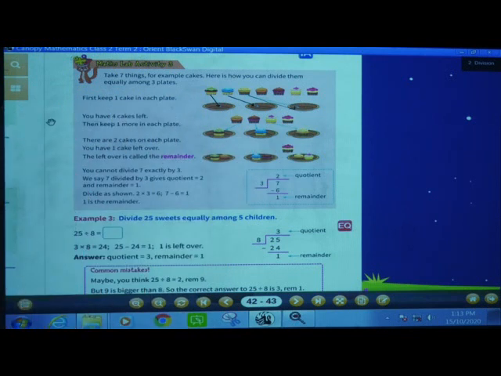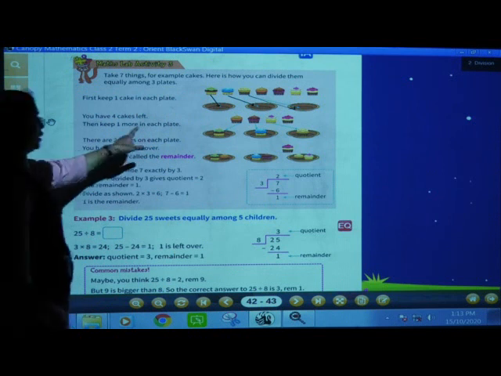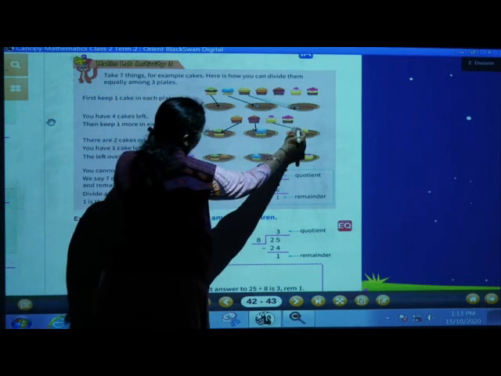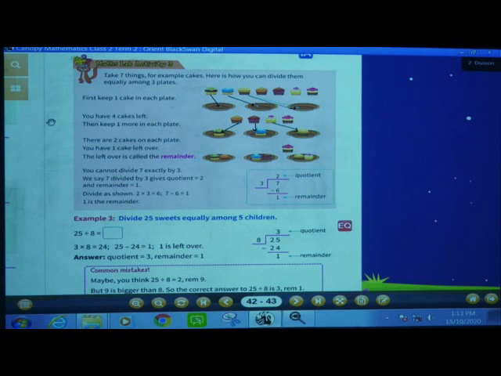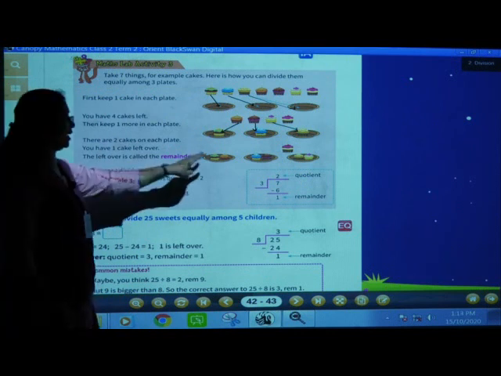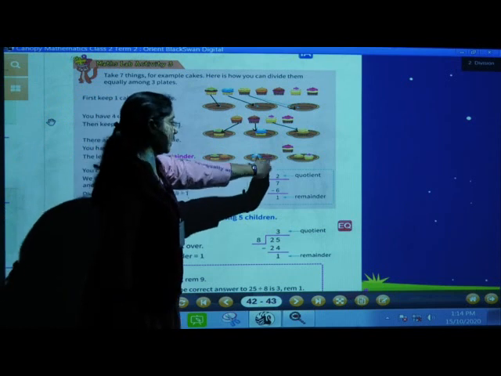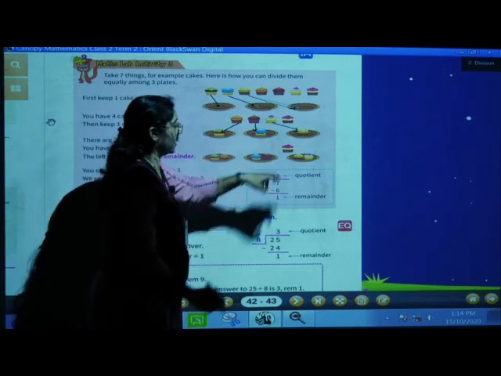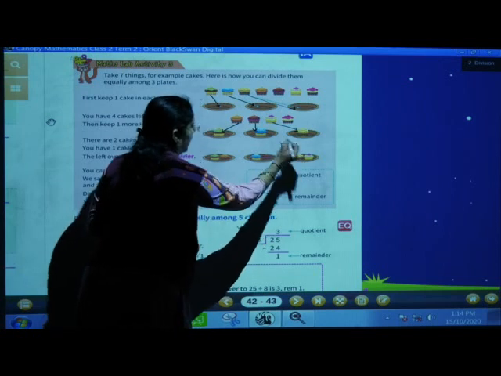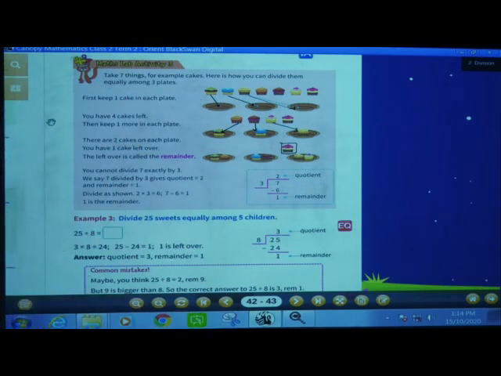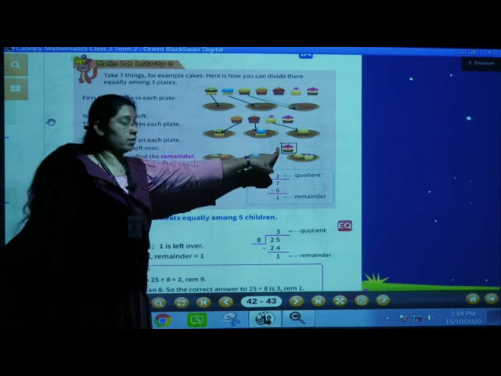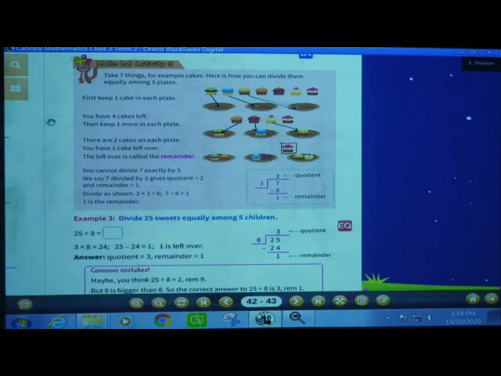Again I keep 1 more in each plate. Now there are 2 cakes on each plate and we have 1 cake left over. Okay. The left over is called the remainder.